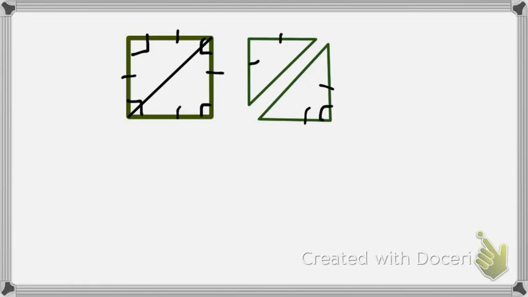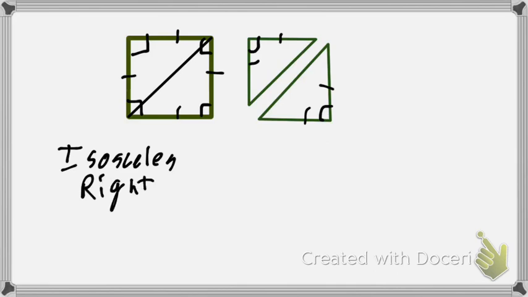So they're both right triangles. And these are isosceles right triangles. How do we know they're isosceles? Well, two of the sides are the same. So these are isosceles right triangles.